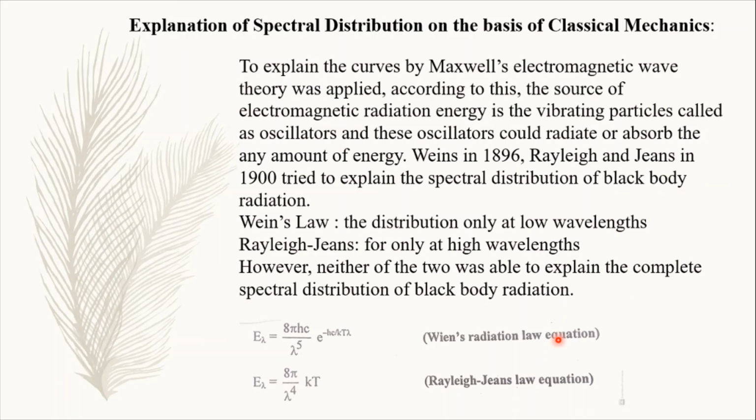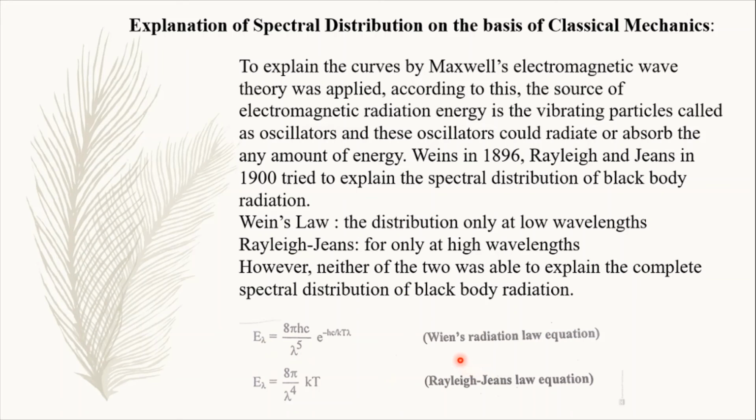Wien in 1896, and Rayleigh and Jeans in 1900, tried to explain the spectral distribution of black body radiation. Wien's law applied only to the distribution at lower wavelengths, whereas the Rayleigh-Jeans law applied only at high wavelengths. However, neither of the two was able to explain the complete spectral distribution of black body radiation.